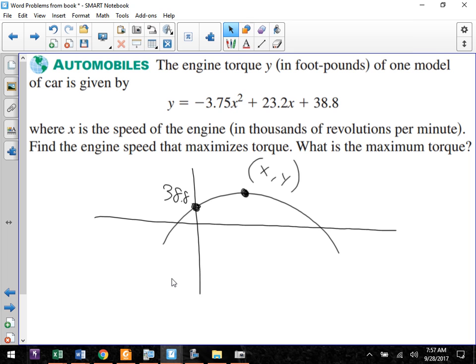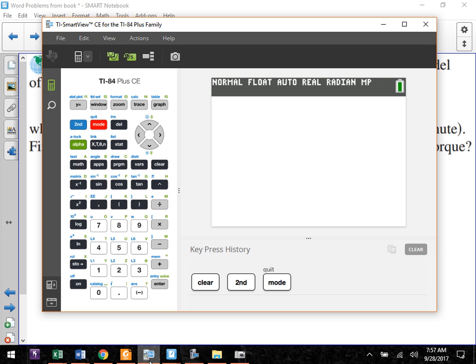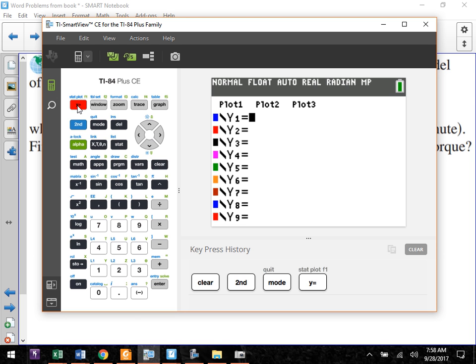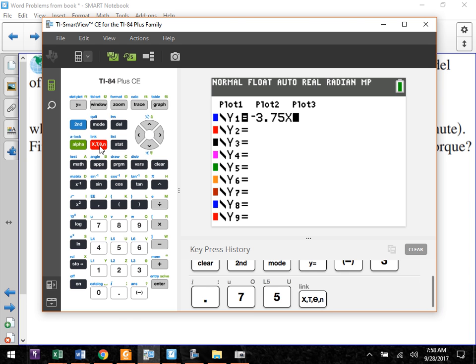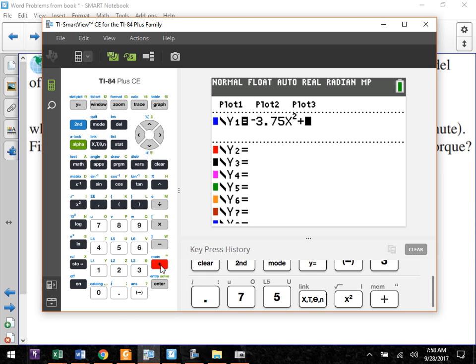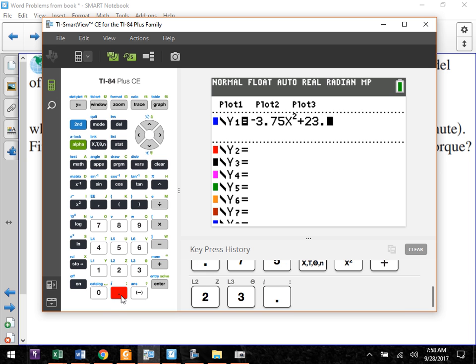So take your calculator out and go to your y equals. I'm going to use the fancy color one. I want to put in my y equals. I'm going to substitute in that function that we just got, negative 3.75 x squared plus 23.2 x plus 38.8.